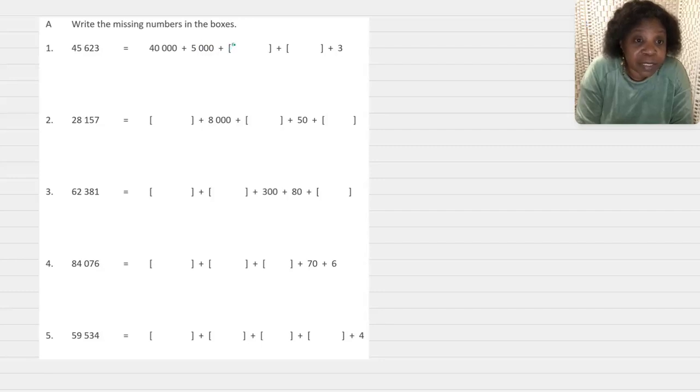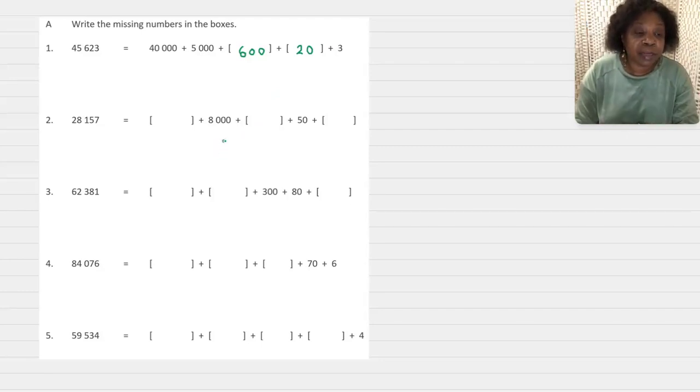The value of the 6 is going to be 600. So I'm going to write 600 right here, just like that. And the value of the 2 is going to be 20. So we put 20 right here. Then we come to question 2.